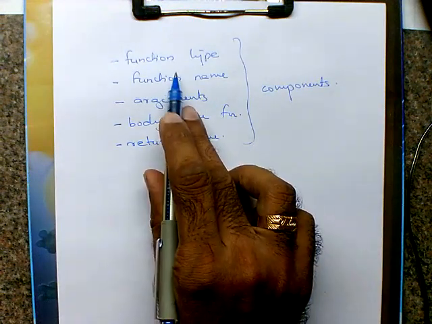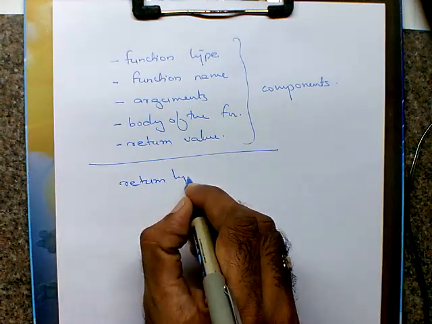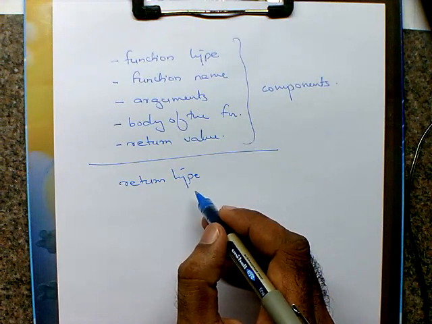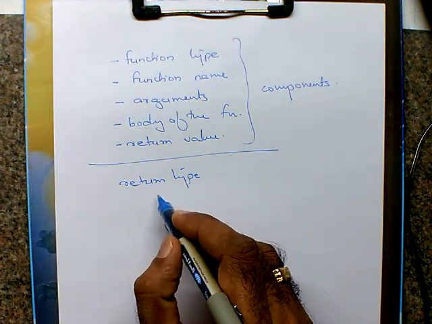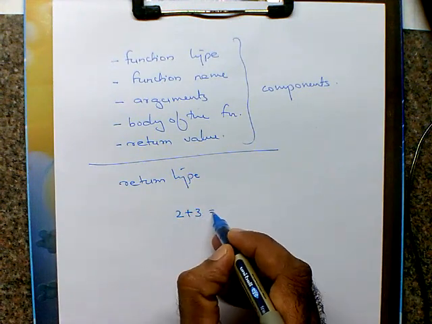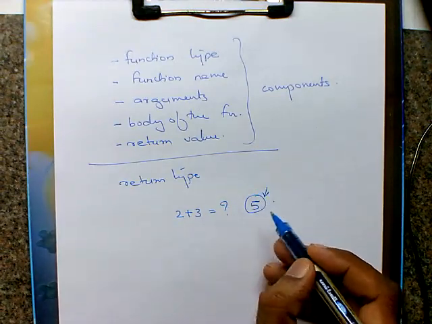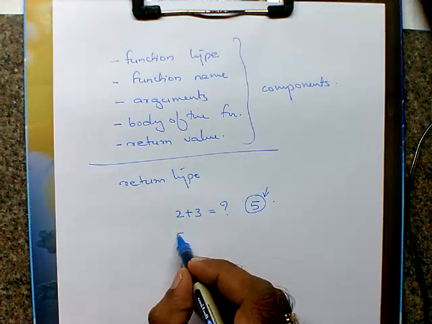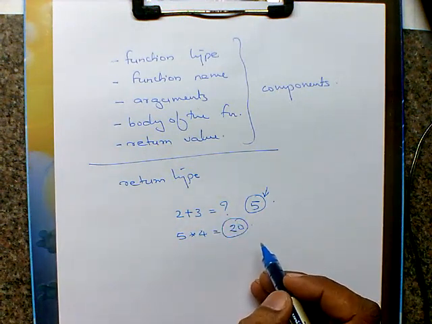Now what is function return type? Function return type is actually the value that is returning, or the value that we will get from the function. For example, consider a real-time scenario. You want to find out the answer for this question. So 5 is the answer, is it? Everybody will agree. So this is the return value of this question. Similarly, consider another question like 5 into 4. What is the answer? So 20. 20 is actually the return value.